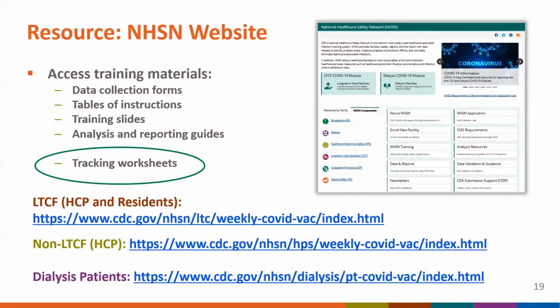The NHSN website contains links to data collection forms, tables of instructions for reporting data, training slides, and analysis and reporting guides on submitting weekly COVID-19 vaccination data through NHSN. CDC has also developed data tracking worksheets that will automatically calculate data to enter each week for the COVID-19 vaccination modules. After entering COVID-19 vaccination data for the individuals noted in the worksheet, simply select a reporting week, and the worksheet will automatically calculate each entry that should be reported to NHSN for that week.